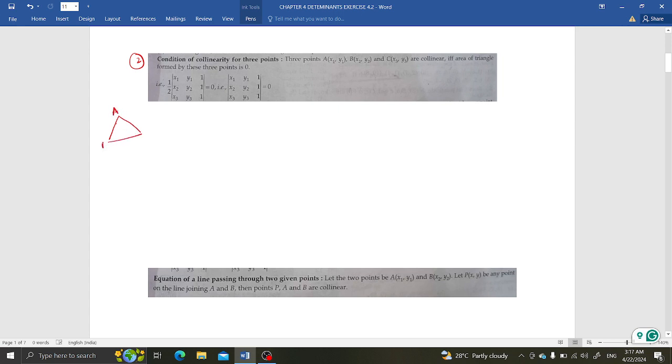Suppose this is your point A, this is point B, and this is point C, with coordinates x1 comma y1, x2 comma y2, and x3 comma y3. This is hypothetical. If we try to find the area of triangle ABC and it comes out 0, because the area of a triangle is always greater than or equal to 0 and never negative, it may become 0. If it comes 0, then these 3 points A, B and C are collinear.